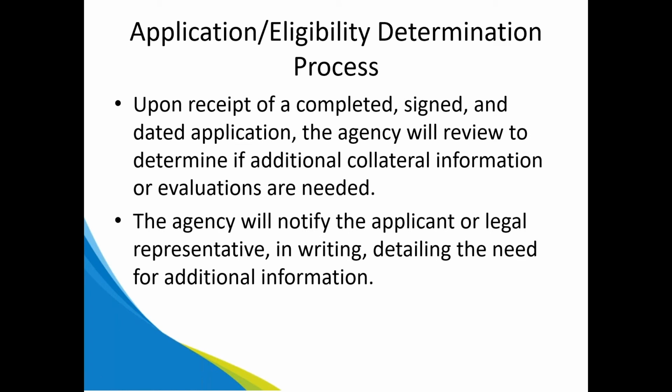Upon receipt of a completed, signed, and dated application with the original signature, the agency will review to determine if additional collateral information or evaluations are needed. The agency will notify the applicant or legal representative in writing, detailing the need for additional information and what kinds of information they need to continue the eligibility determination process.